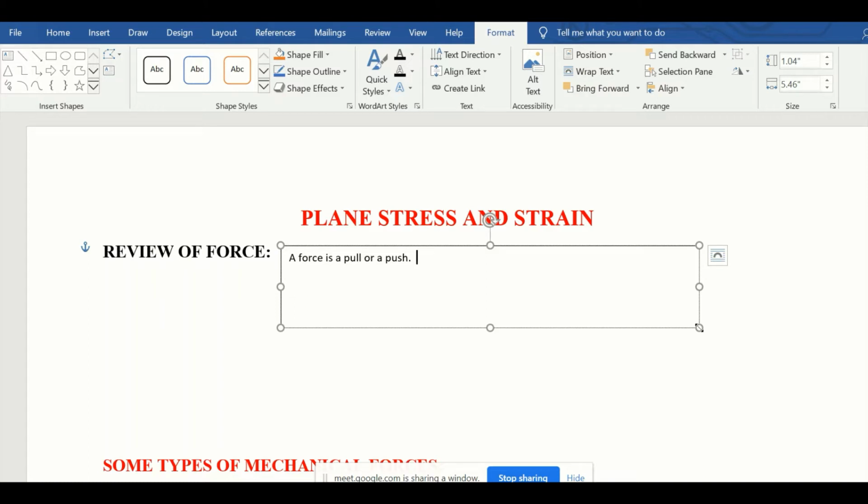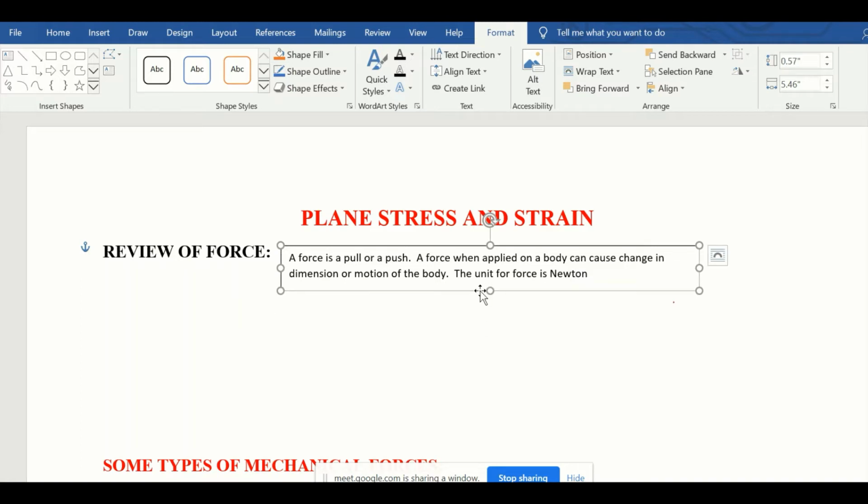So I'm saying that a force, when applied on a body, can cause change in dimension or motion of the body. Very, very important. And please, you must remember that the unit for force is Newton. And don't forget that we can also use kilonewton, or we can use meganewton.